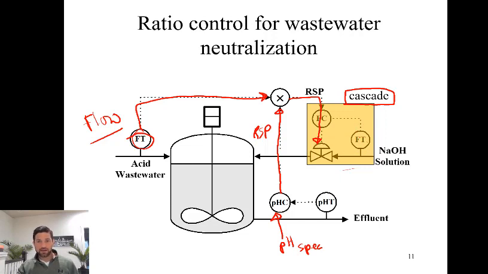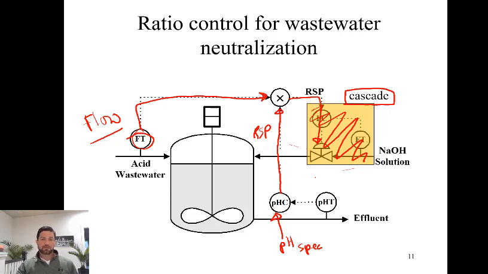So we're going to ignore that this ratio is here, and we're just going to say that the ratio controller is going to open or close this valve. Okay, so if we want to consider how this actually works in practice, we know that as soon as this flow changes, we want the flow of the base to change. Therefore, we don't need any sort of dynamic compensation.